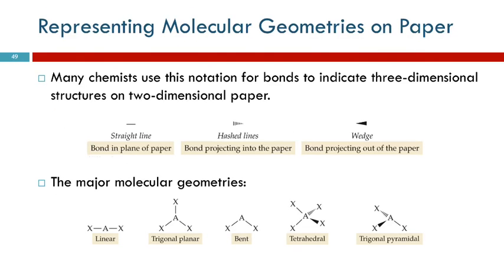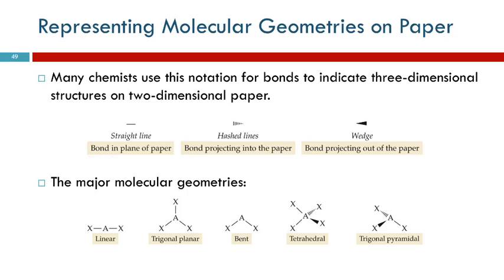Drawing three-dimensional things on a two-dimensional piece of paper or screen can be difficult. So these are the conventions that we use. We use a straight line to indicate a bond that is in the plane of the paper or the screen. A hashed line represents things that are projecting behind the screen or the paper. And the wedged line is projecting out.